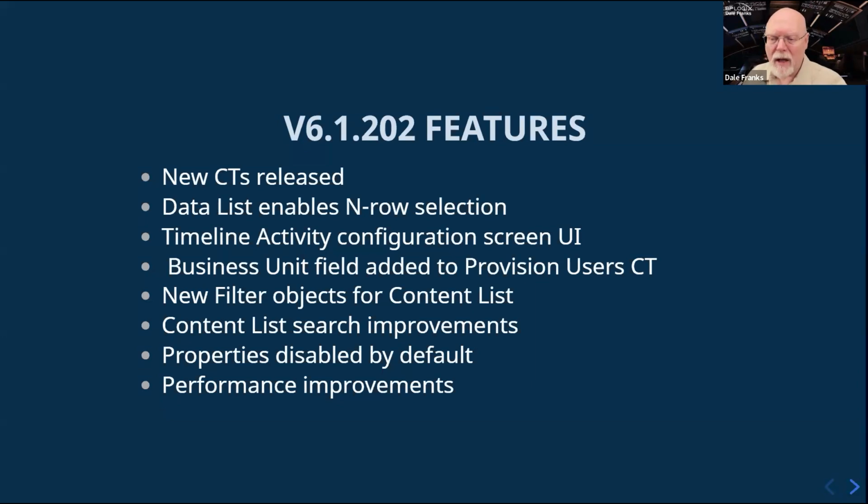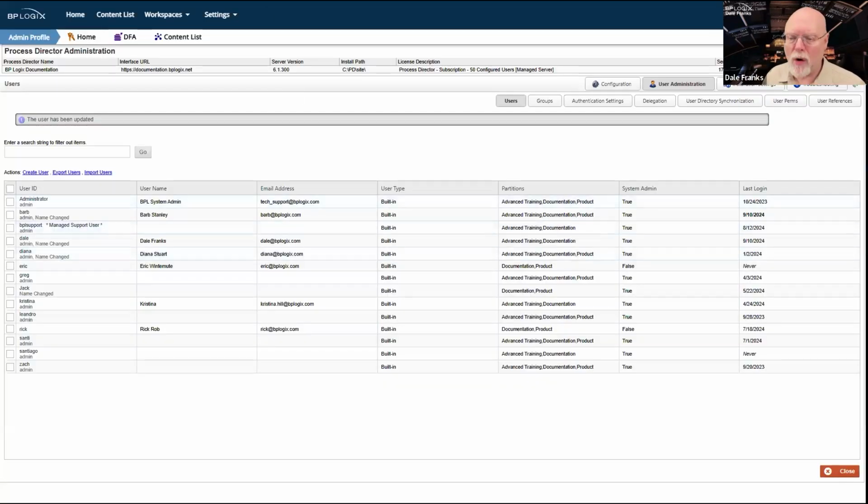The data list control. In the previous version, the data list control worked, and you could select as many rows as you wanted in the data list. We have now added a max rows property to the data list so that you can select 1 to n number of rows as a maximum number of rows. So if you only wanted to allow users to select one row, then you could certainly do that simply by setting the max rows property.